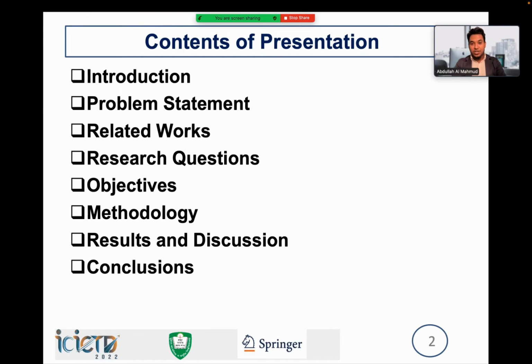Contents of presentation. Some key points are written down here, so let's read them out. Introduction, problem statement, related works, research questions, objectives, methodology, results and discussion, conclusion.